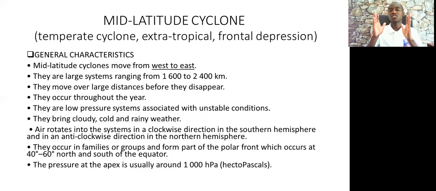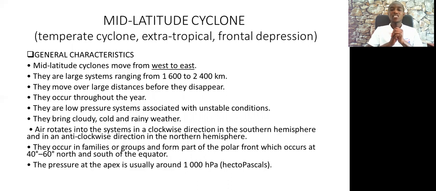So these mid-latitude cyclones normally cover a big distance. They occur throughout the year, okay? They are low pressure systems with unstable conditions. Like I said, all the cyclones are low pressure systems. So they bring cloudy, cold, and rainy weather, okay?